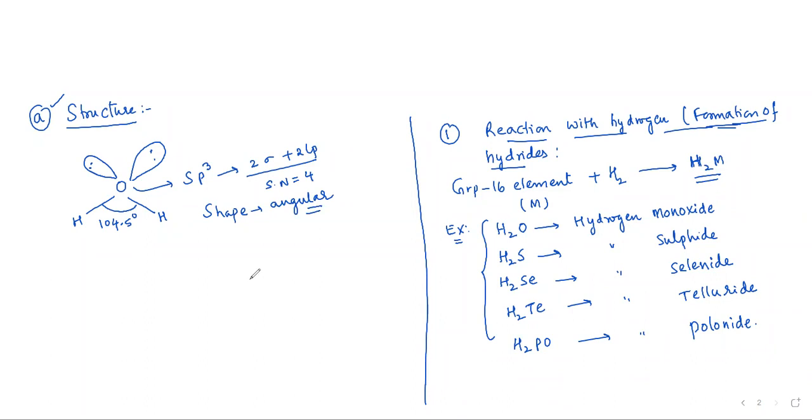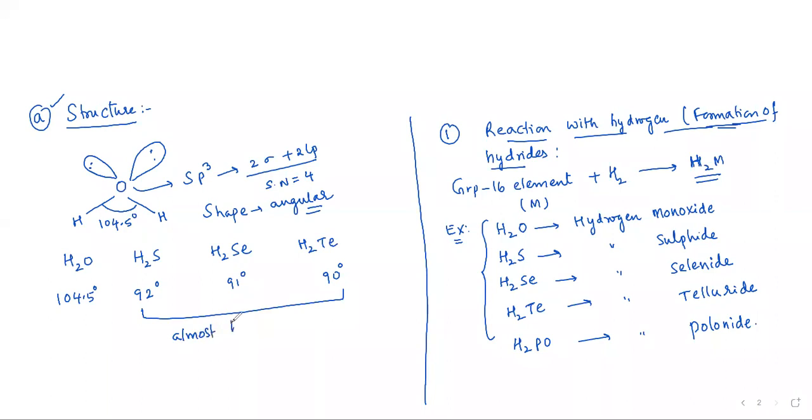All of these hydrides have an angular shape, sp3 geometry. Now, if you observe the bond angle, H2O, H2S, H2Se, H2Te: H2O has a bond angle of 104.5 degree, H2S 92 degree, H2Se 91 degree, and H2Te 90 degree. So almost all of the remaining hydrides have a bond angle close to 90 degree.